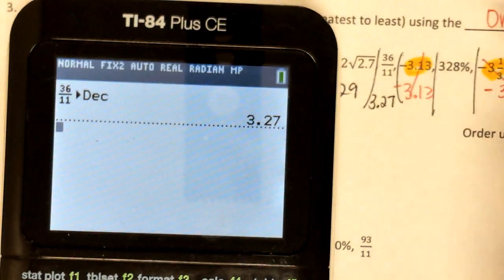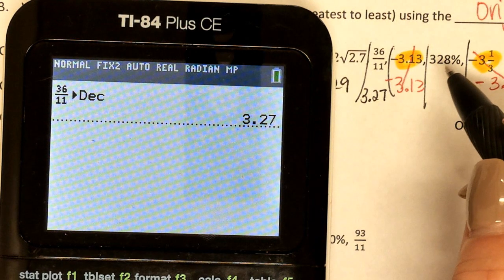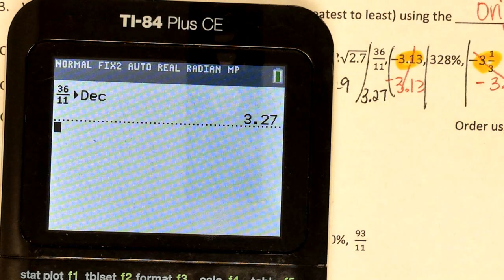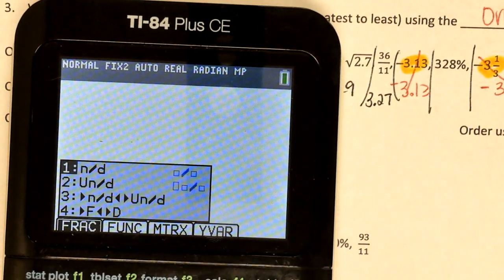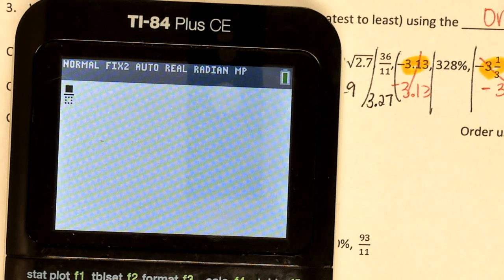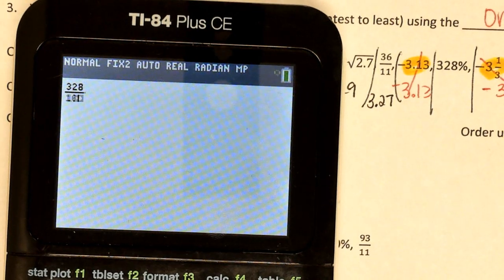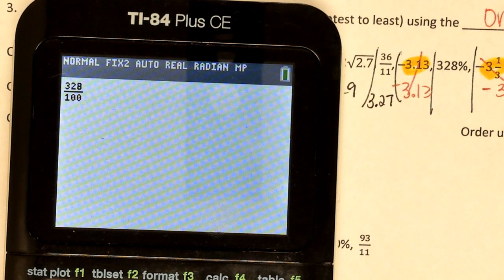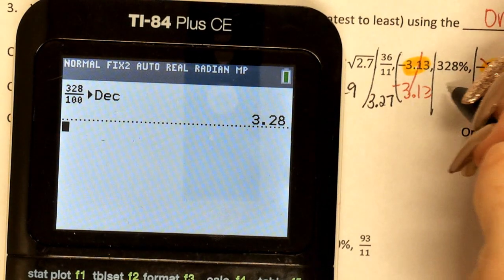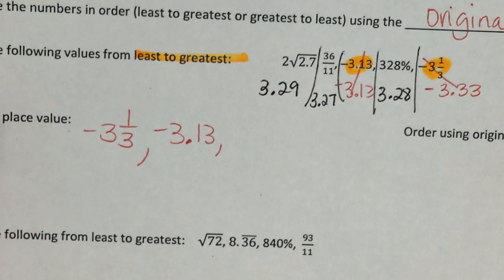Now I'm going to go deal with this percent. How do I change a percent to a decimal? Put it over. So I need alpha y equals. Put the percent on top. So I put 328 on top. What goes on bottom? 100. Arrow out. Math, decimal, enter. How much money is that? All right. I pretty much did all the work.